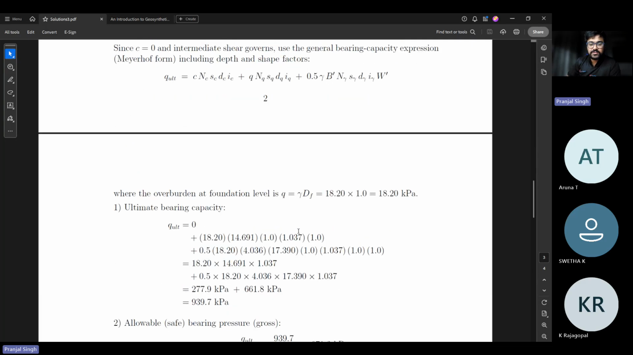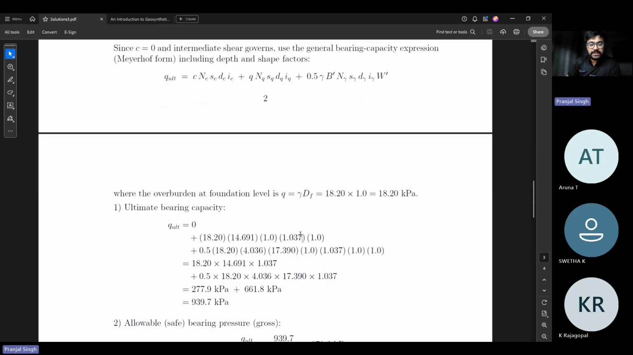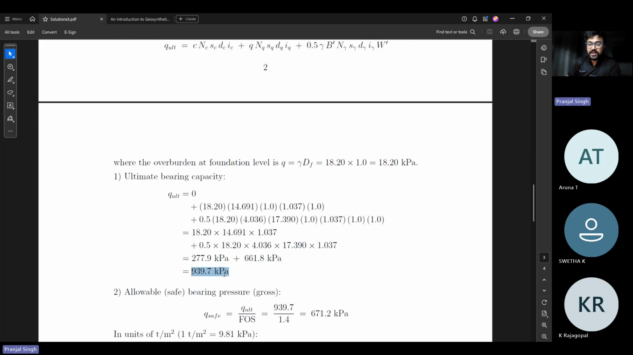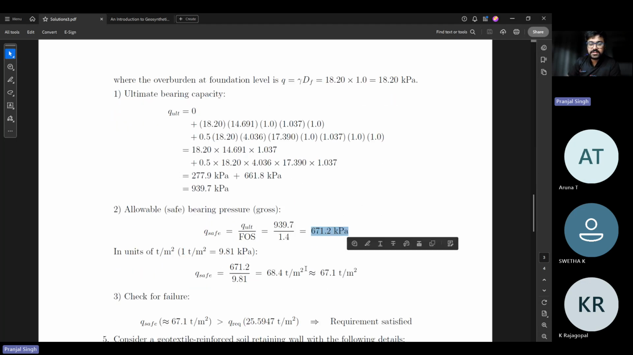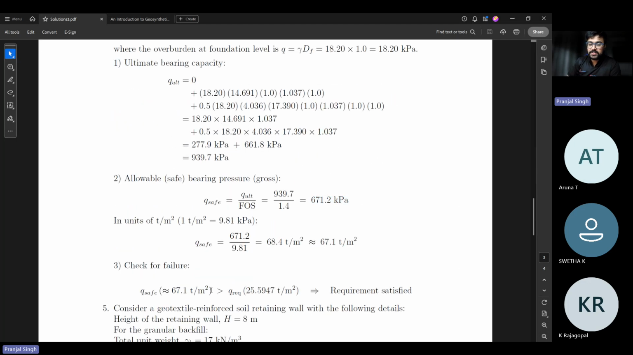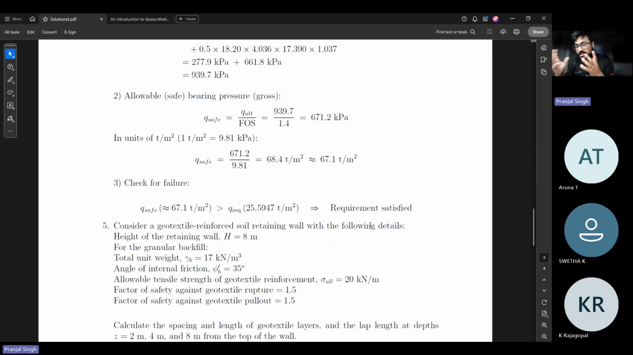This is the equation. You put in the values. I think only the depth factor here is 1.037. Most of the other factors are equal to 1 only. And you get this value. You divide it by factor of safety, you get this, and your required was this. So it's safe in external stability.